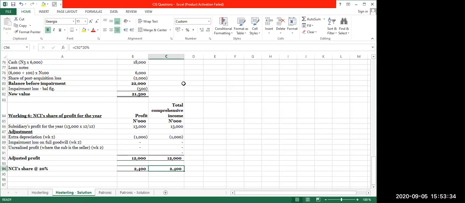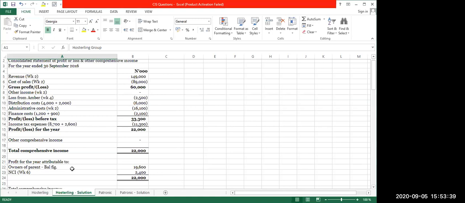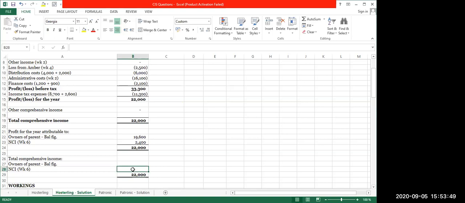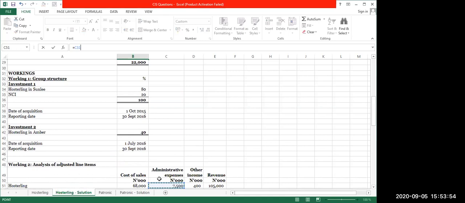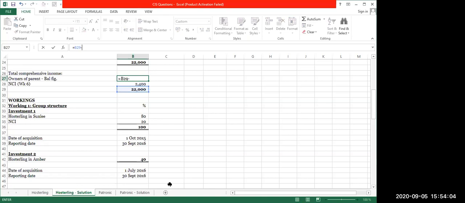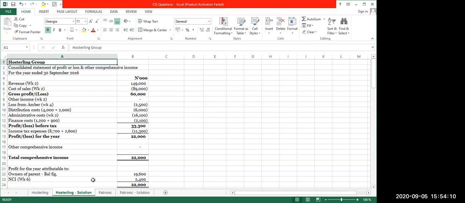So we can revert to this place. So total comprehensive income is also 22,000. NCI is also 2,400. Then the parent is also the balancing figure. People, that is the end of the question.